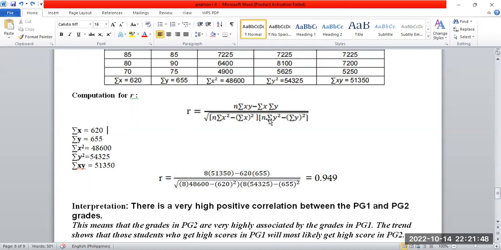Times, okay, n, we have 8 times the summation of y squared. Summation of y squared, we have this one, 54,325 minus, okay, so it's different again. Summation of y, then raised to 2. So summation of y, that is 655 and then raised to 2. Okay, so solving that in your calculator, that will give you an answer of 0.949.